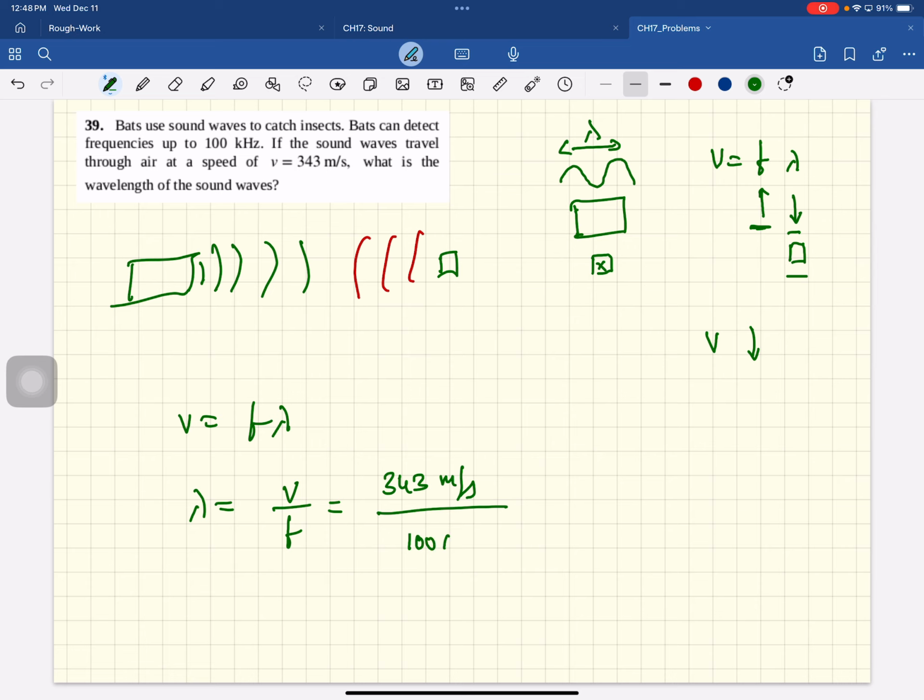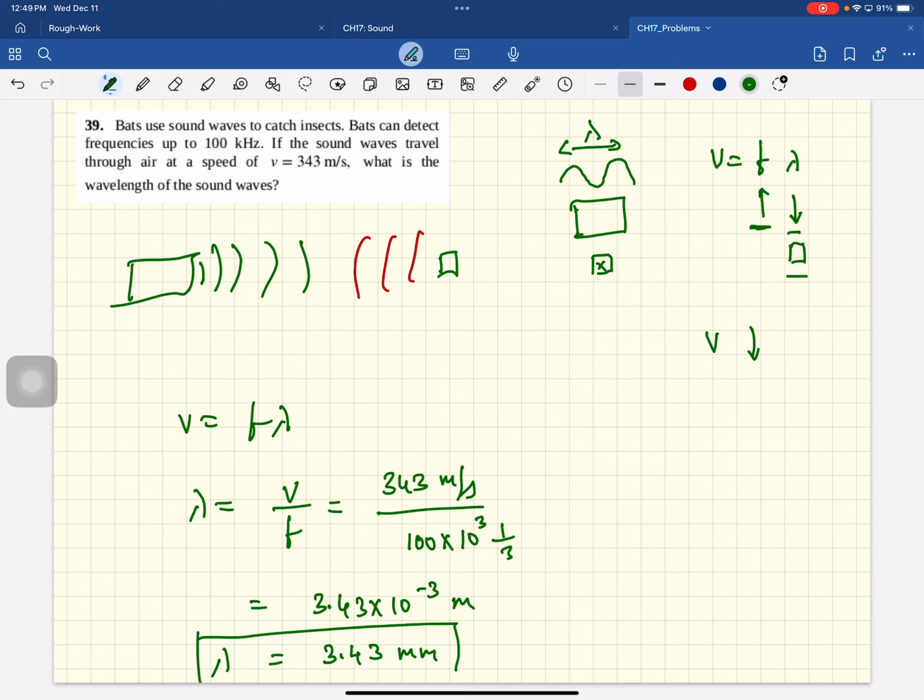A 100 kilohertz. Hertz is 1/seconds, so 3.43 times 10 to the minus 3 meters, 3.43 millimeters. So this bat is eating 4 millimeters, which is about that much. So about that big. So these bats are eating bugs about that big.